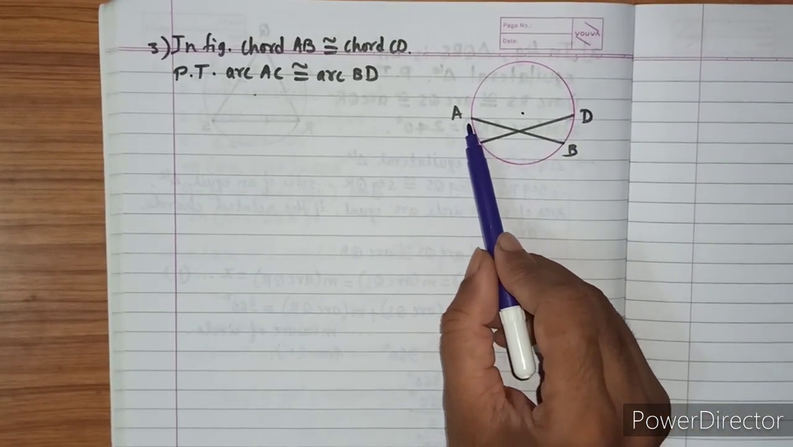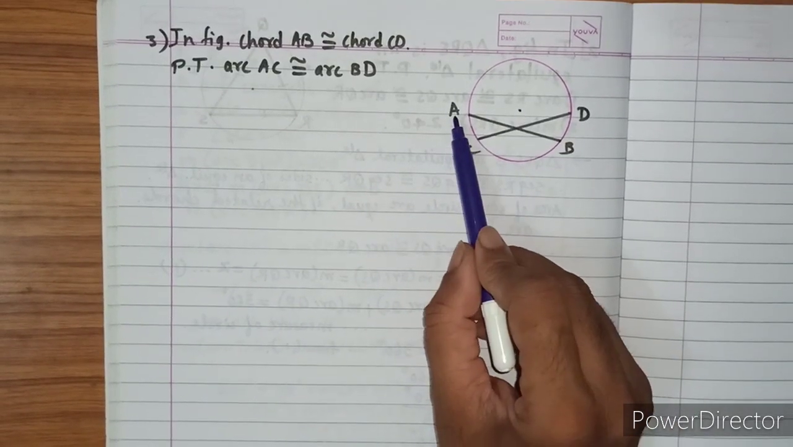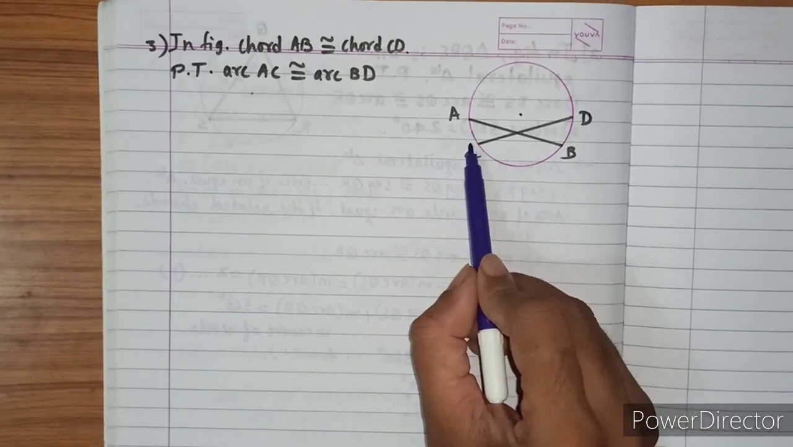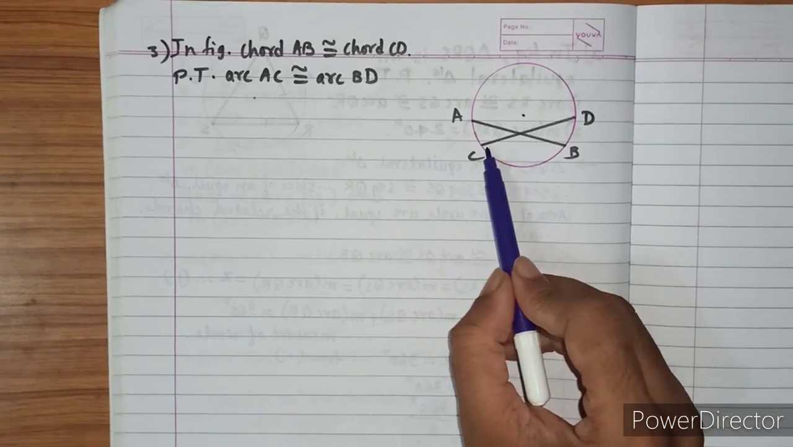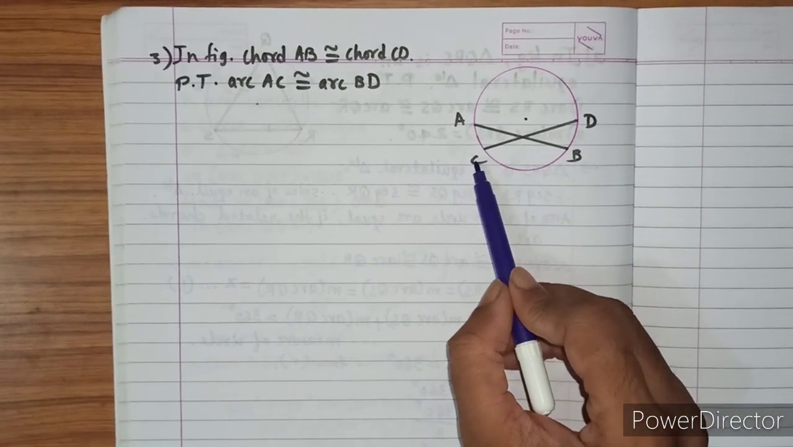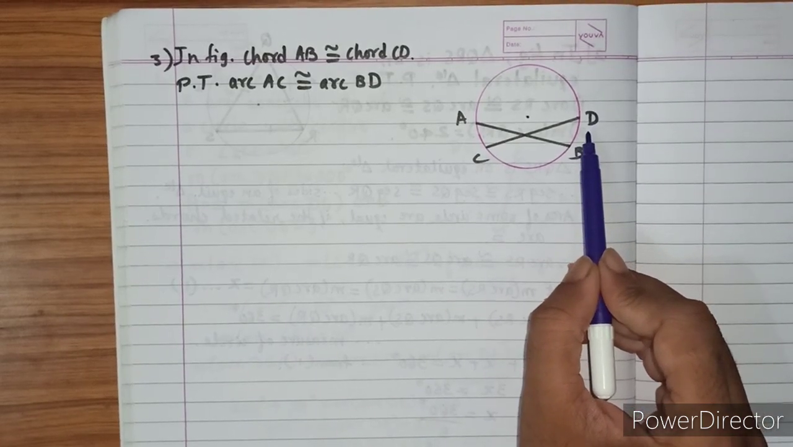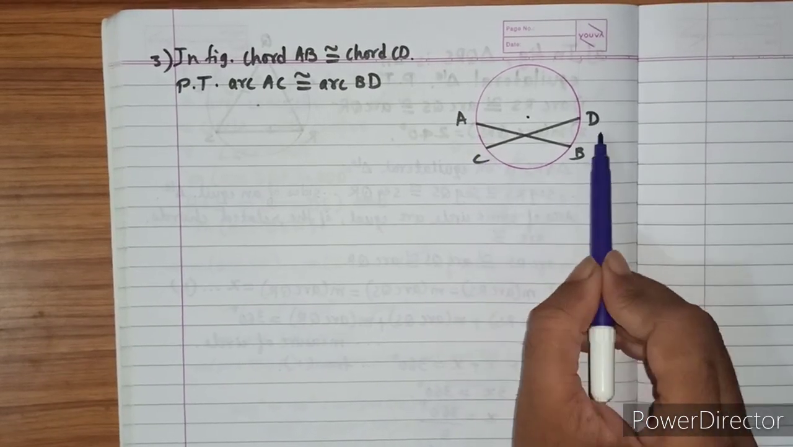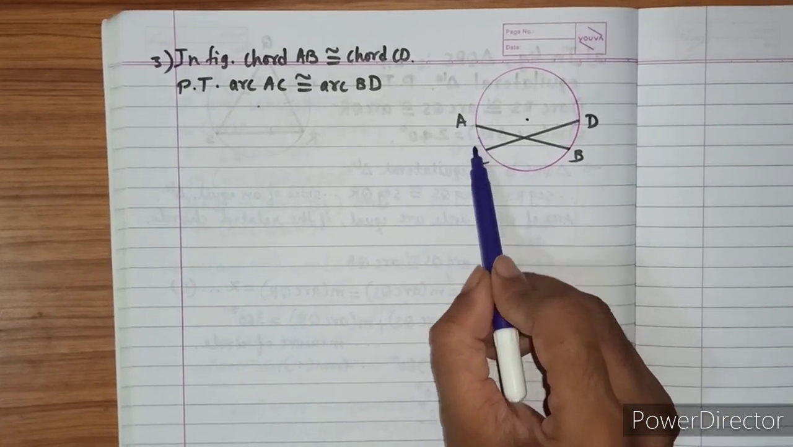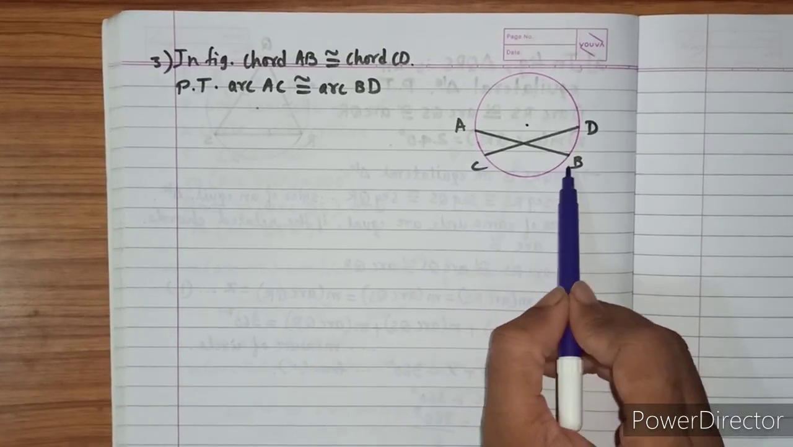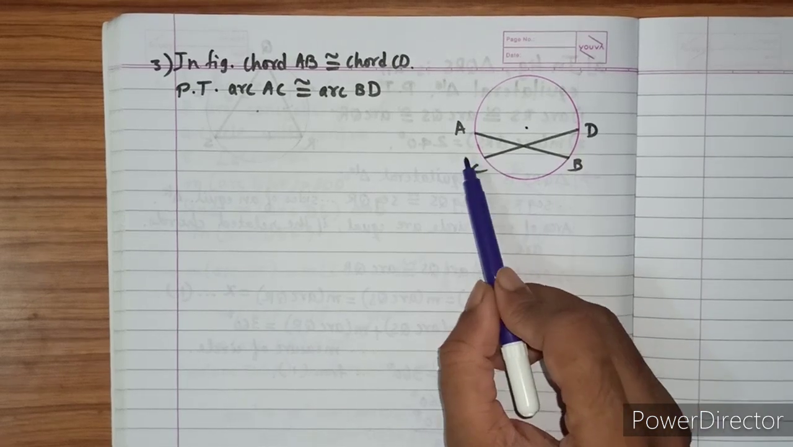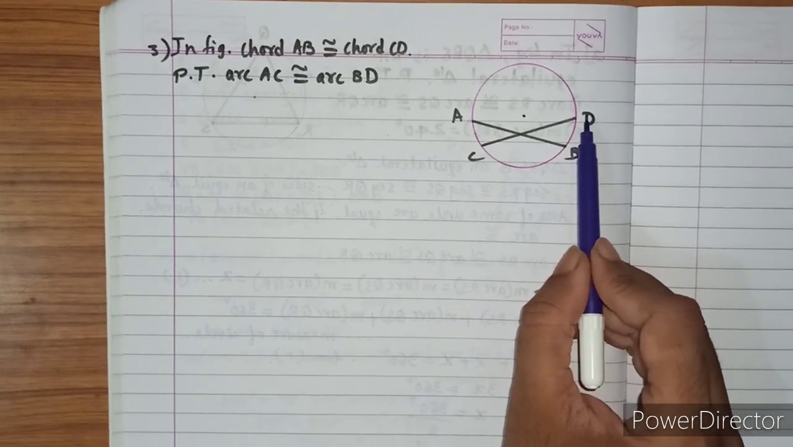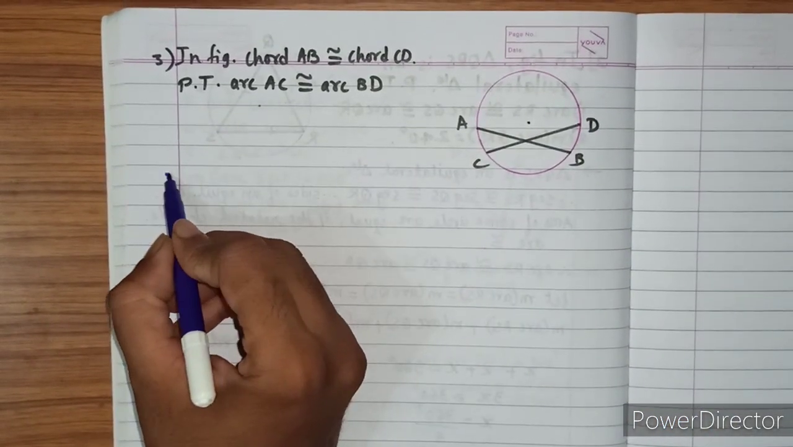Now ACB is actually measure of arc AC plus measure of arc CB. Right? AC plus CB. I can write like this. Same way for this arc CBD, I can write arc CB plus BD. But as we know that these bigger arcs are congruent to each other, I can directly write AC plus CB is equal to CB plus BD. CB is common, will get cancelled. What am I left with? AC and BD. Right? Let us see. If you have not understood, see.